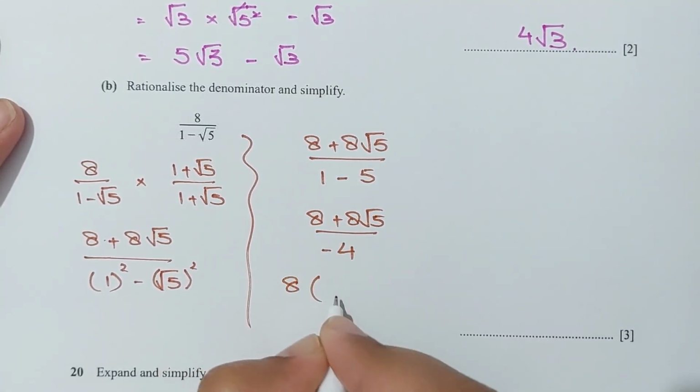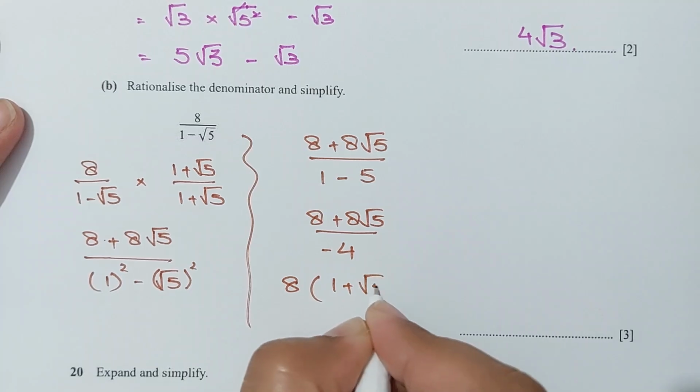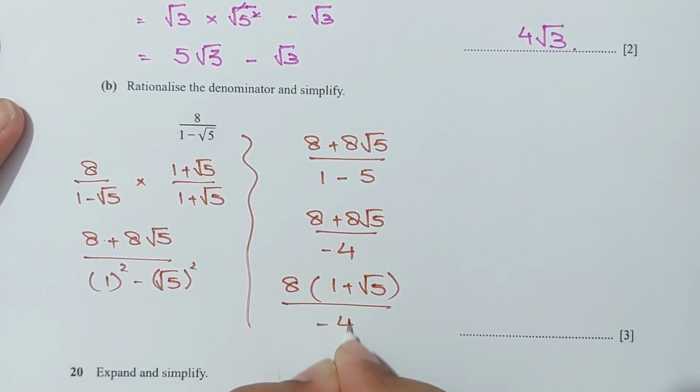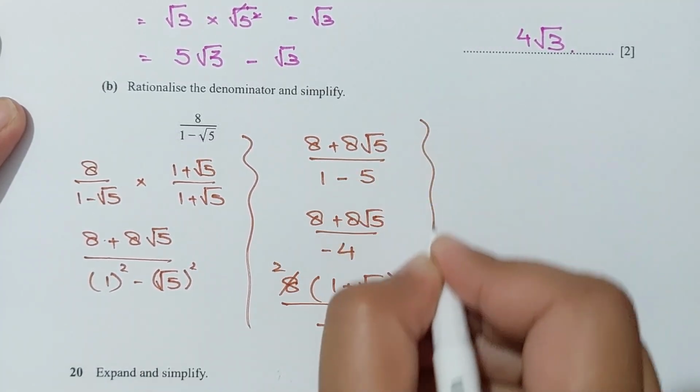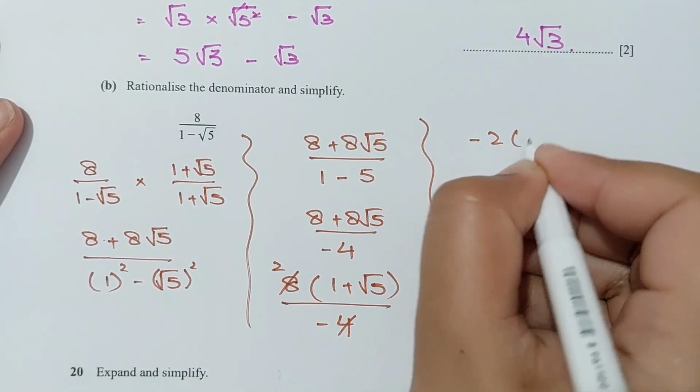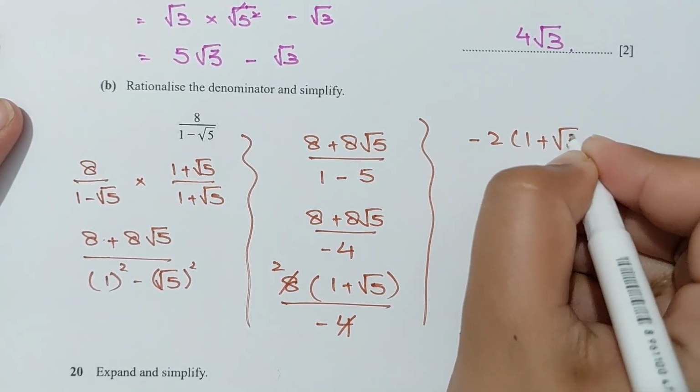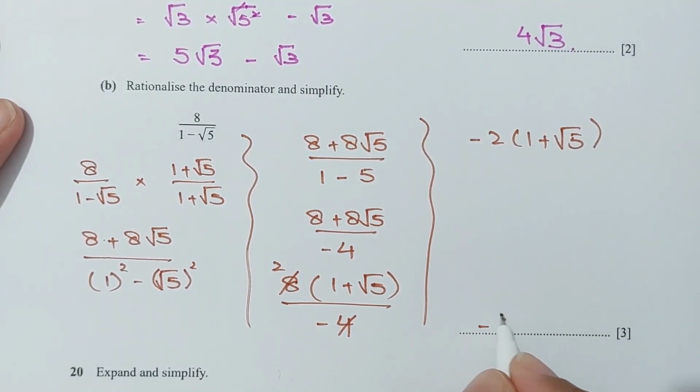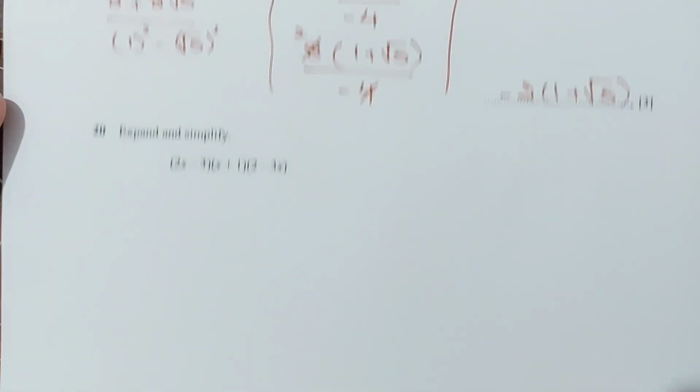Take 8 common: 8 times 1 plus root 5 over minus 4. 4 times 2 is 8, so minus 2 into 1 plus root 5. This is negative 2 into 1 plus root 5 in simplified form.